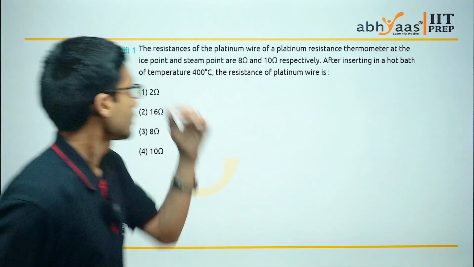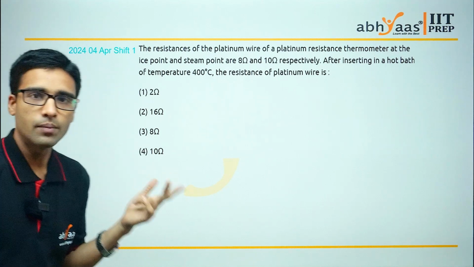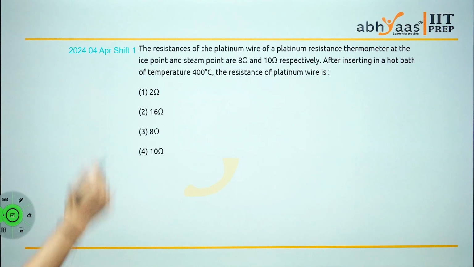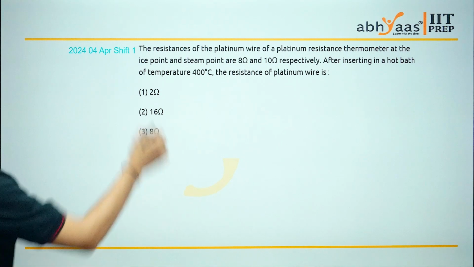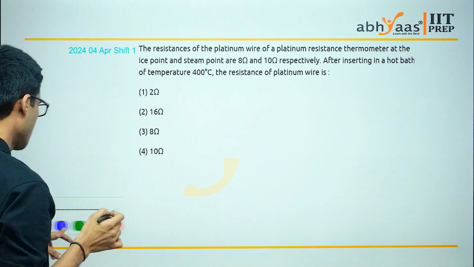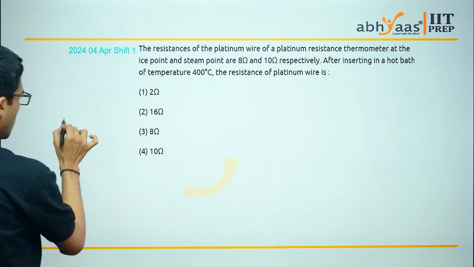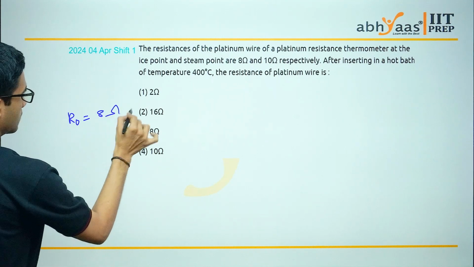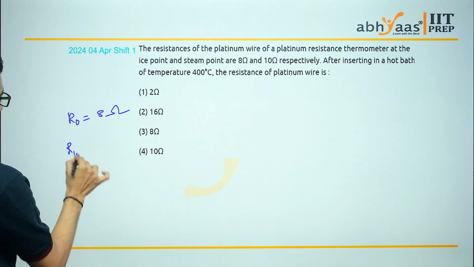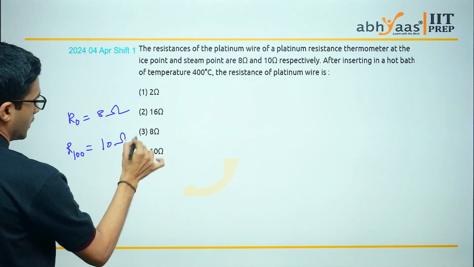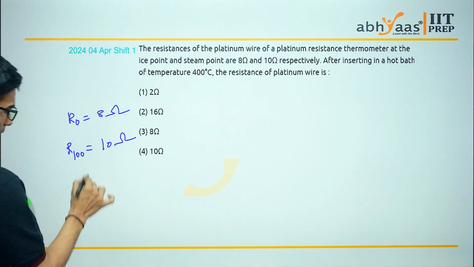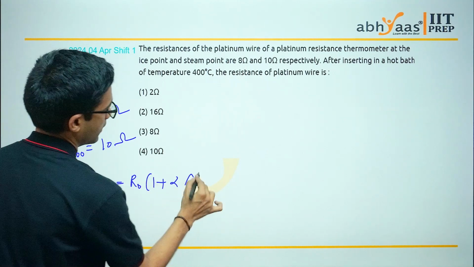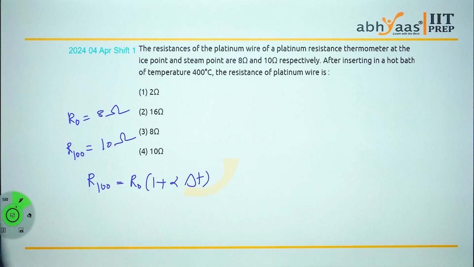Okay. Now going to this April phase. Two questions came related to the January phase. Now in the April phase, we have ice point and steam point. Ice point means 0 degrees centigrade, steam point means 100 degrees centigrade. At ice point, R0 is 8 ohms. R100, the steam point, is 10 ohms. So R100 is equal to R0 into (1 plus alpha delta t), where delta t is 100 degrees centigrade.